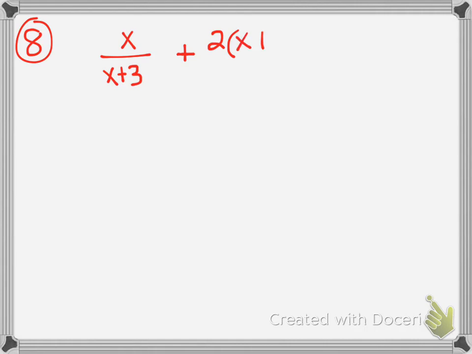Okay, so number 8. Number 8 is x over x plus 3. And then we have 2x plus 6 on top. So I'm going to factor out a GCF of a 2 right now. And we're left with x plus 3. And the denominator factors into x plus 3 and x plus 3.